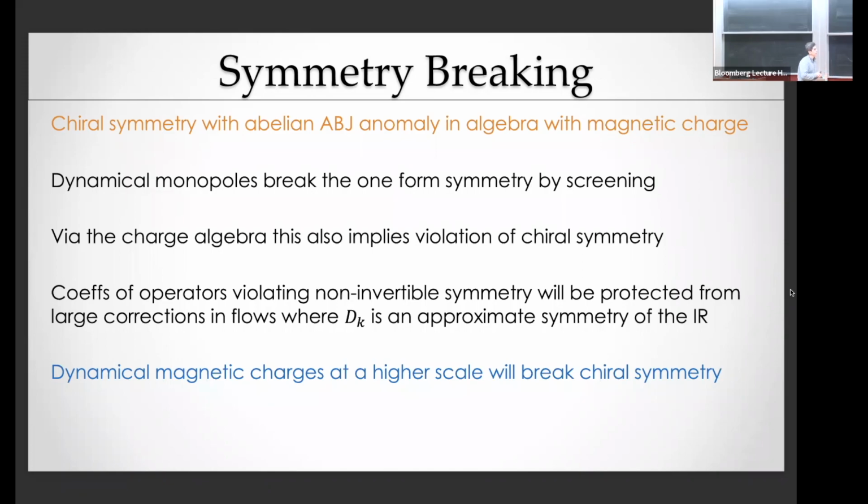Coefficients of operators violating non-invertible symmetry will be protected from large corrections in flows where this chiral symmetry is an approximate symmetry of the infrared. And dynamical magnetic charges at a higher scale will break this chiral symmetry. That's what we're going to see in examples.